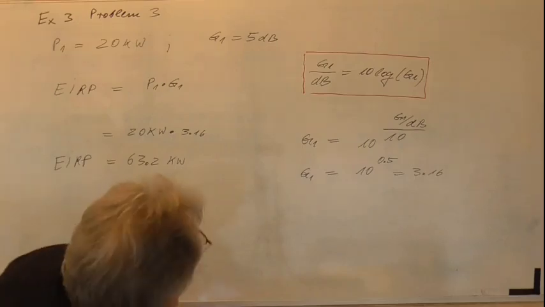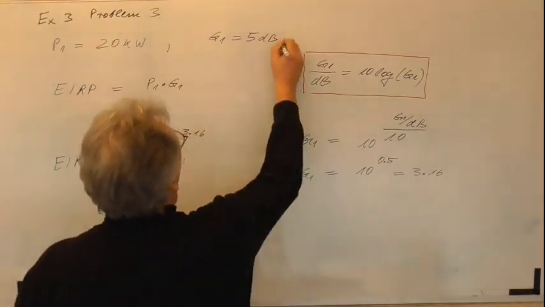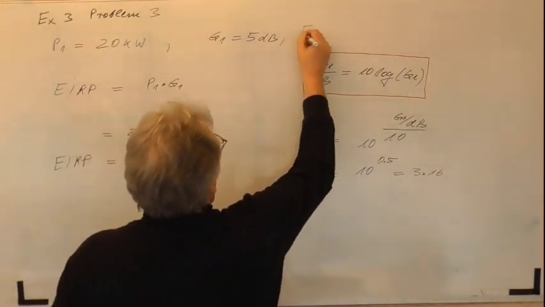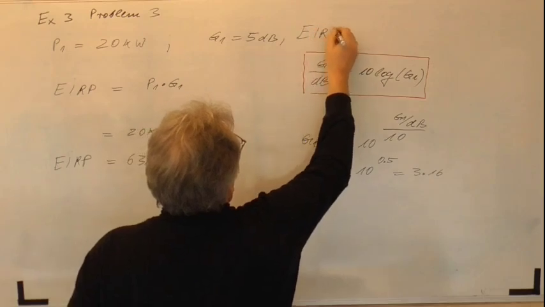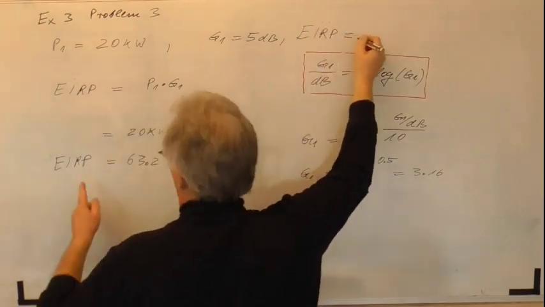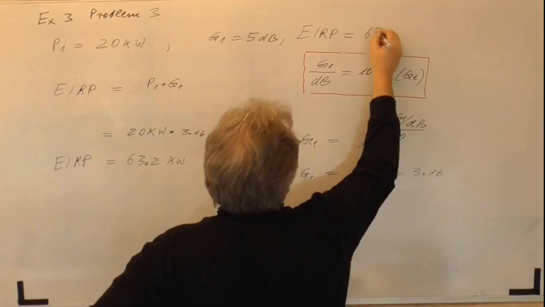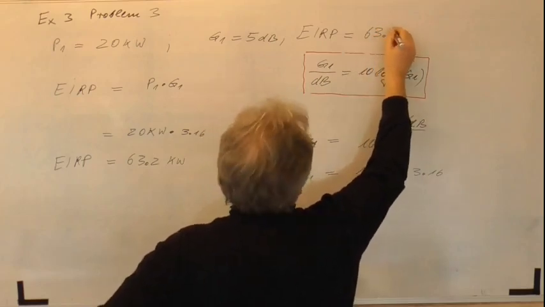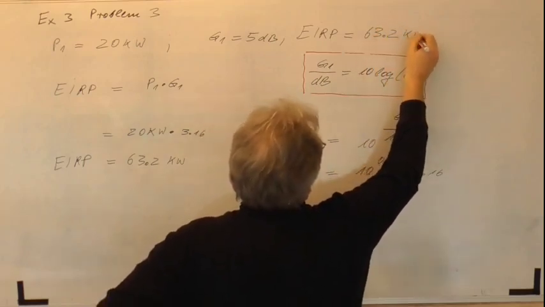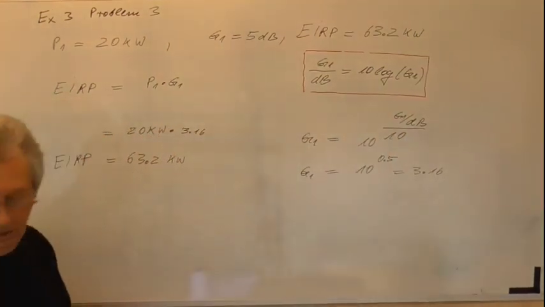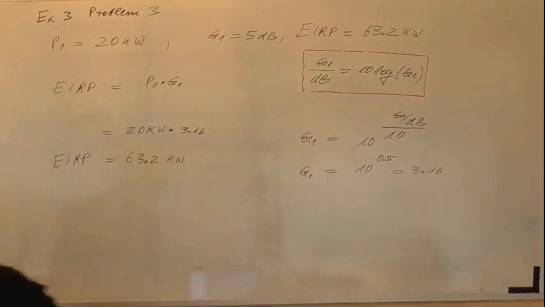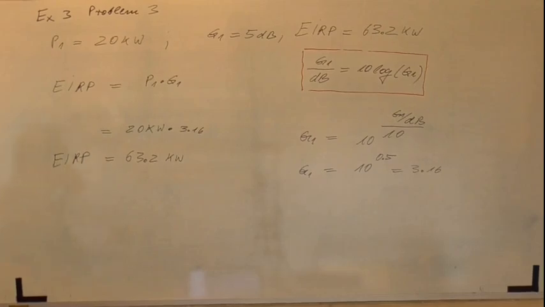Then I write here the isotropic radiated power. In our case, it's 63.2 kilowatt. Of course, this power is only radiated into the direction of the main beam.